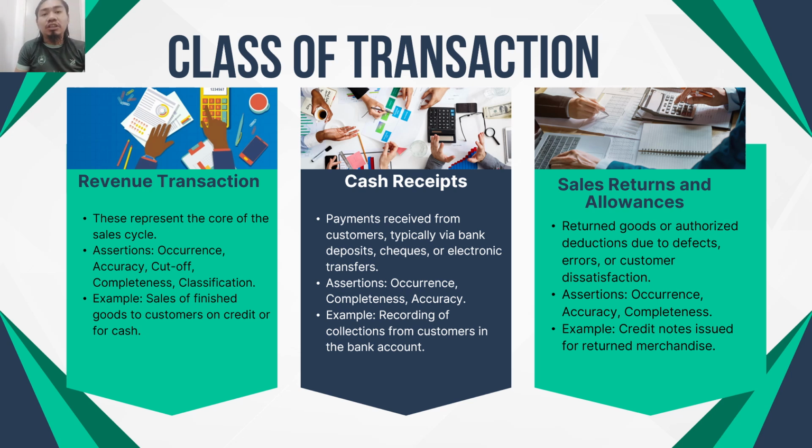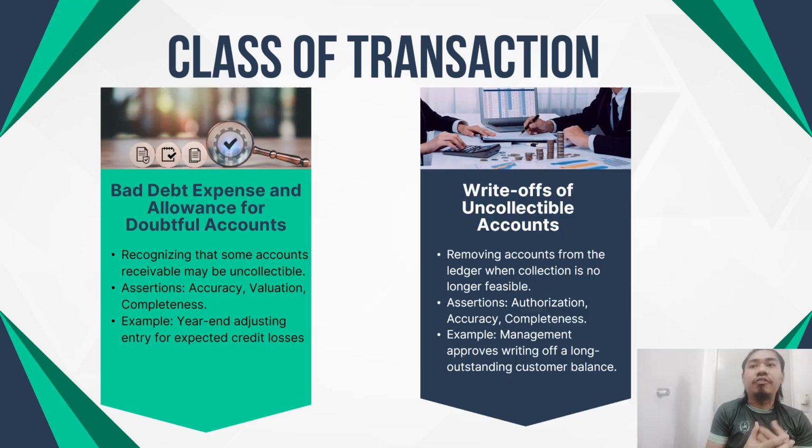Okay, next we go to sales returns and allowances. This transaction reflects returned merchandise or price reductions due to defect or dissatisfaction. The key assertions related to this are occurrence: did the return or allowance actually happen? Accuracy: was the return recorded at the correct amount? And completeness: have all the returns been recorded?